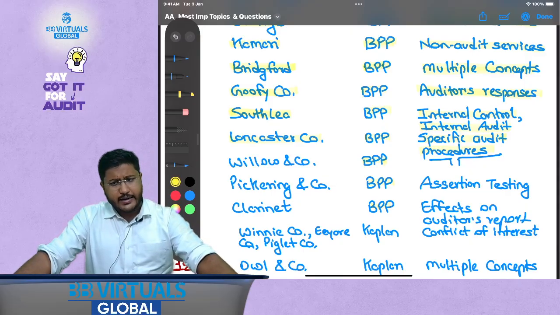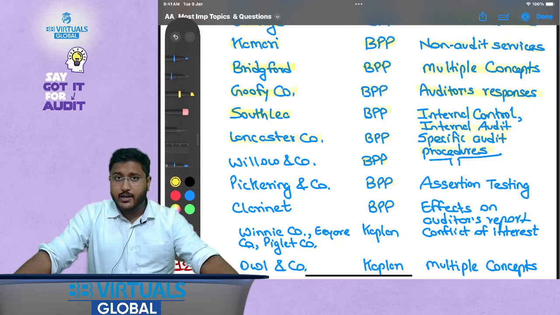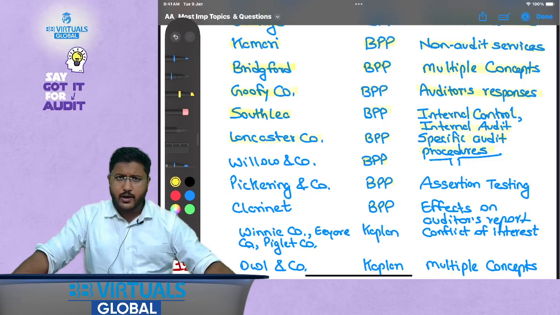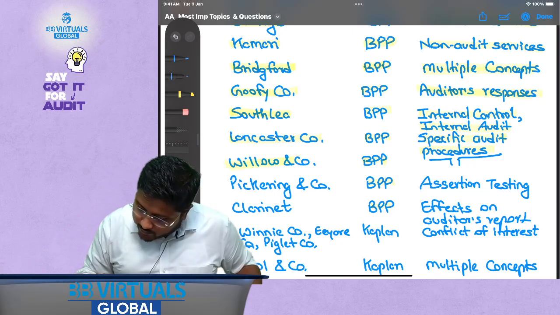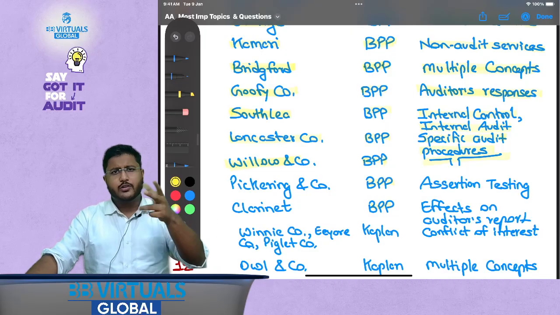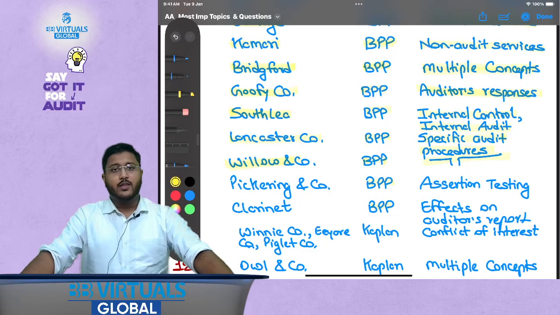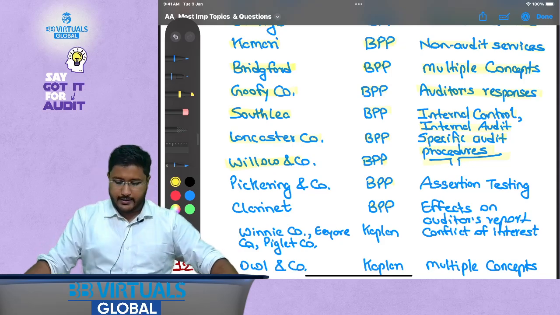Lancaster Company, again from BPP, talks about specific audit procedures for certain areas, like audit procedures to audit property, plant and equipment, and to audit cash and bank balances. Then Willow and Company. This is again specific audit procedures. Why have we selected two questions for similar areas? See, these are specific audit areas for different areas, and that is why we have selected this question.